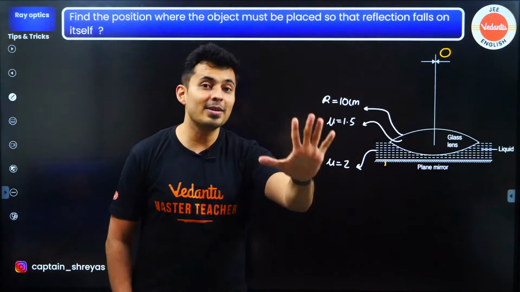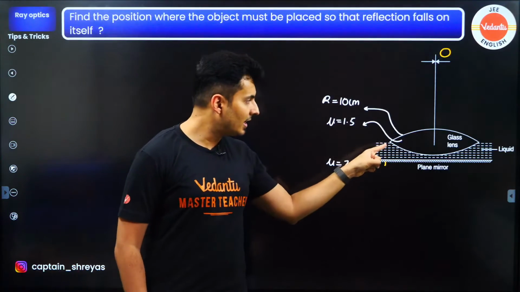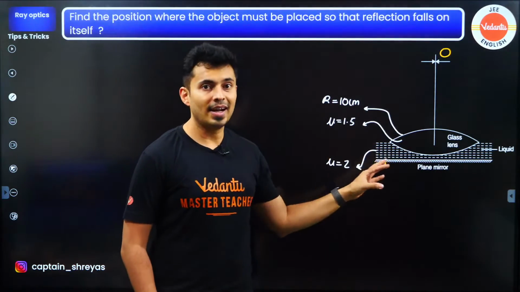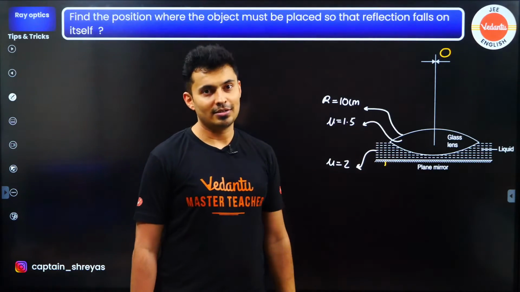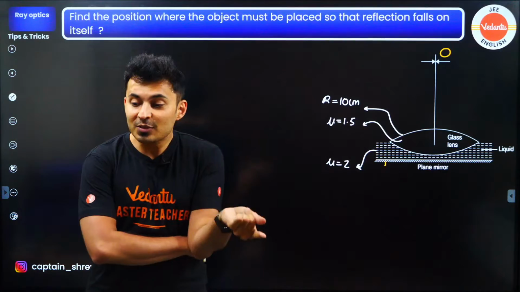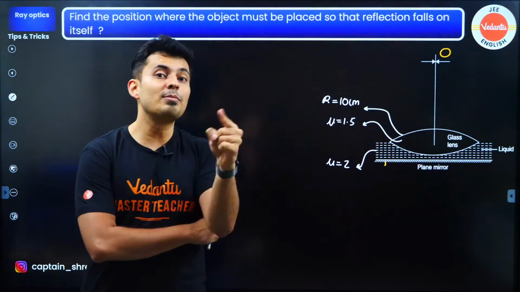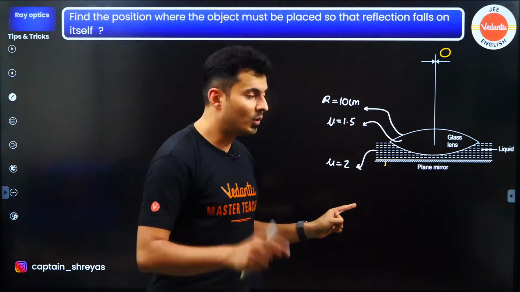So there are 5 events happening. First, lens. Second, liquid. Third, reflection. Fourth, liquid. Then again lens. So 5 events. You will be like, my goodness, this is crazy. But that's why you have attended this class, to simplify the problem. How to simplify the question? Think. I'm going to teach you.